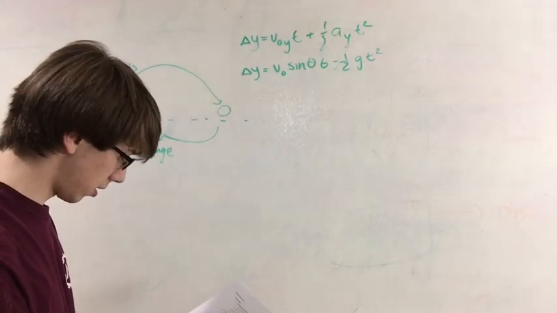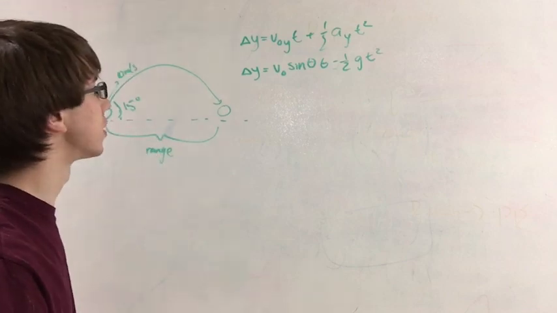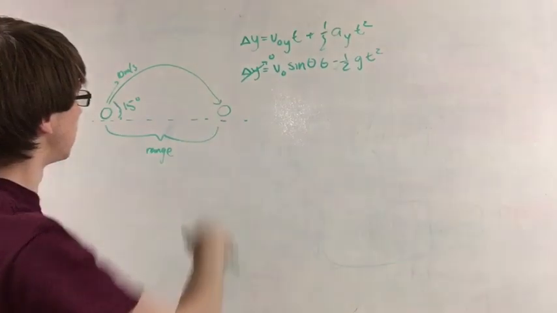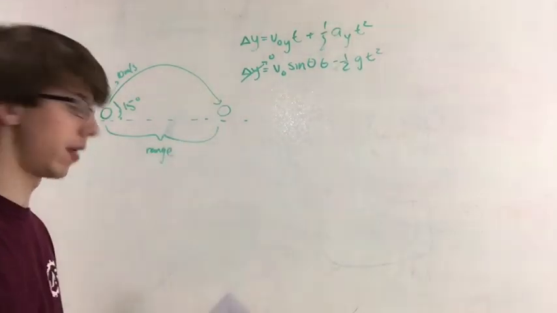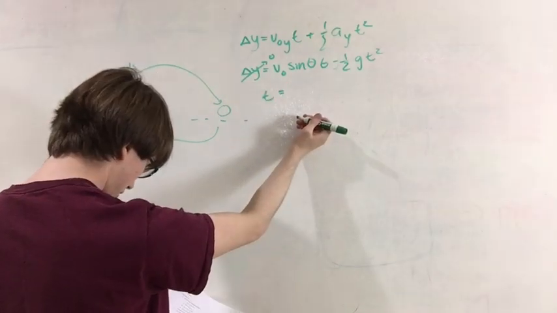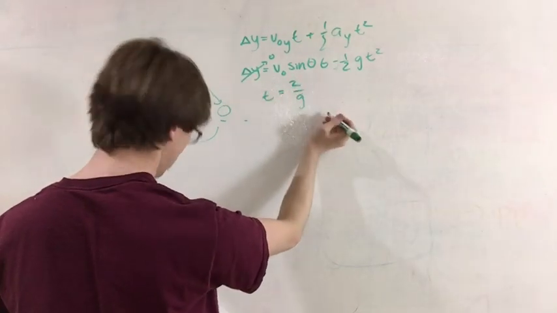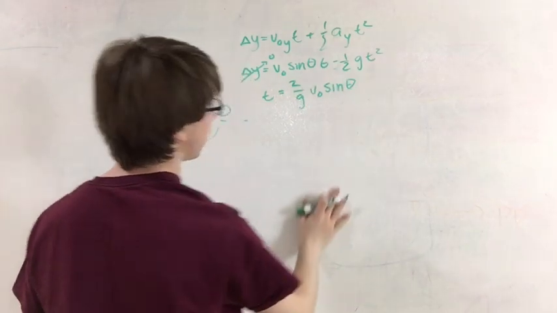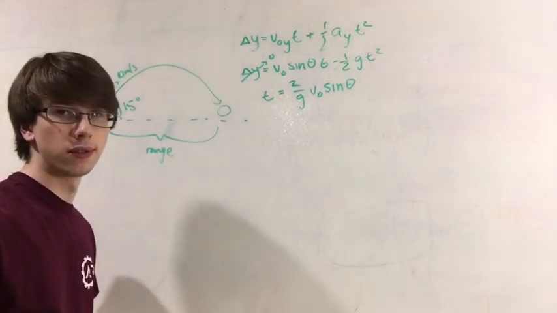The next part of this is now we solve for t, because our height is actually 0, because our change in height is 0 throughout the entire range. Then we solve for t. Well, t is going to be equal to 2 over g v naught sine theta, or 0.